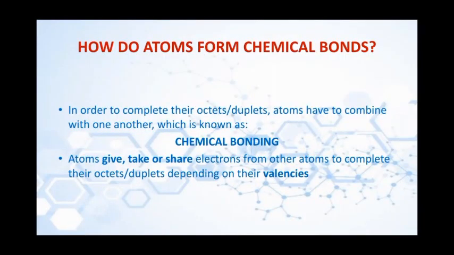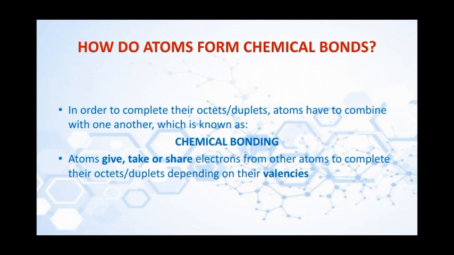So now that we know the reason for atoms to combine with each other, we are going to study how atoms form chemical bonds. In order to complete their octets or duplets, atoms have to combine with each other, and this phenomenon is known as chemical bonding, which holds them together in a substance. For chemical bonding, atoms have to give, take, or share electrons with other atoms to complete their octets or duplets. If the valence electrons are less than 3 in an atom, the atom donates those electrons because it is more feasible for that atom to do so.